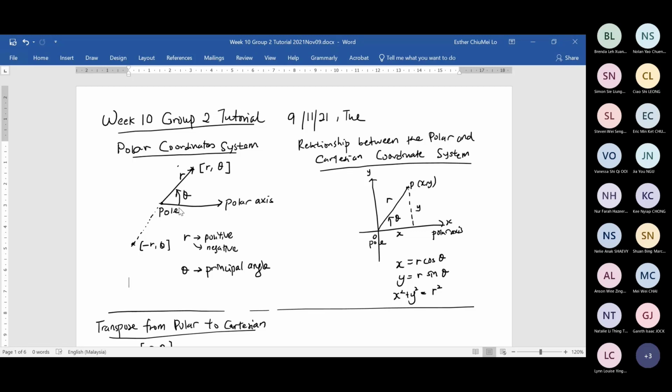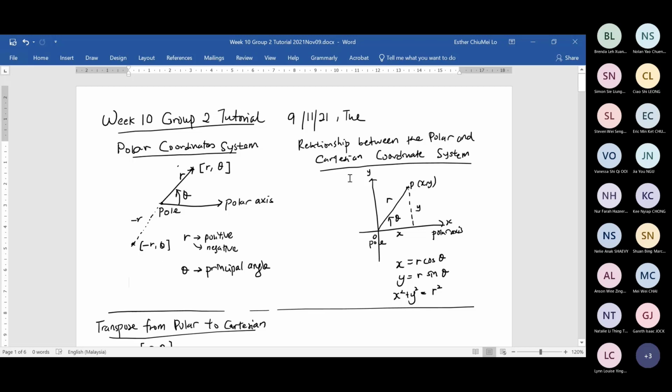Now r could be positive or negative. If it is positive, of course it goes this way. If negative, then it will be here, this part. Theta here represents the principal angle. If we present it using the polar system, we use a square bracket with r, the length here, separated by a comma, and then theta, the principal angle.